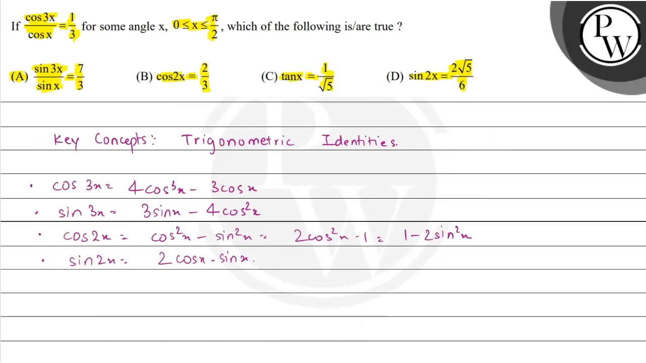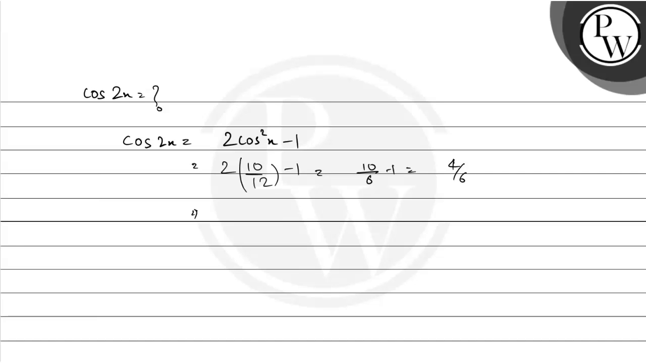The second thing that we have to evaluate is cos of 2x. And cos of 2x can be simply evaluated using the formula cos of 2x is equal to twice cos square x minus 1. And we already know the value of cos square x to be 10 upon 12. So this becomes 10 upon 6 minus 1, which is 4 upon 6. Thus leaving us with the fact that cos of 2x is 2 upon 3 in this question.